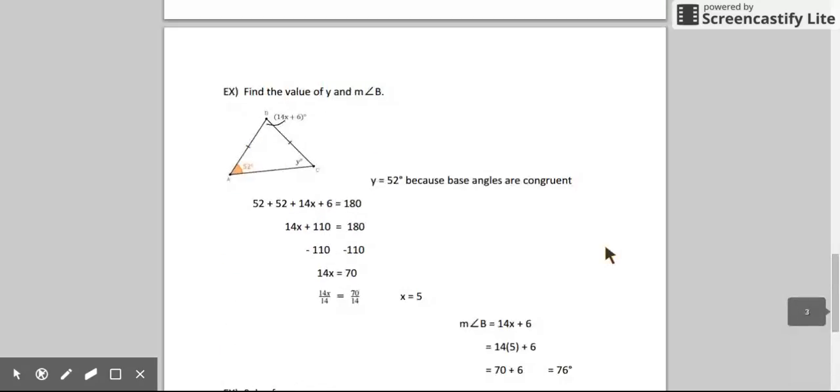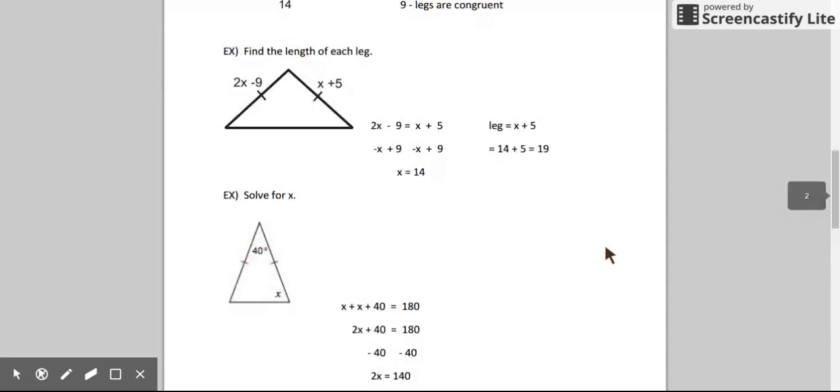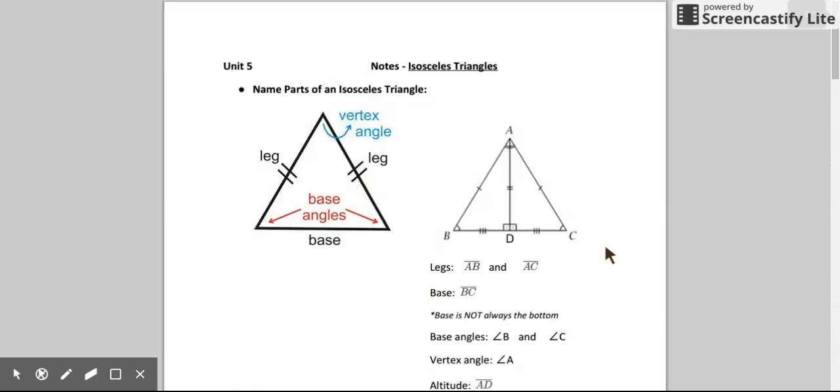So there's a bit of practice using isosceles triangle properties and knowing what the pieces or parts of an isosceles triangle are.